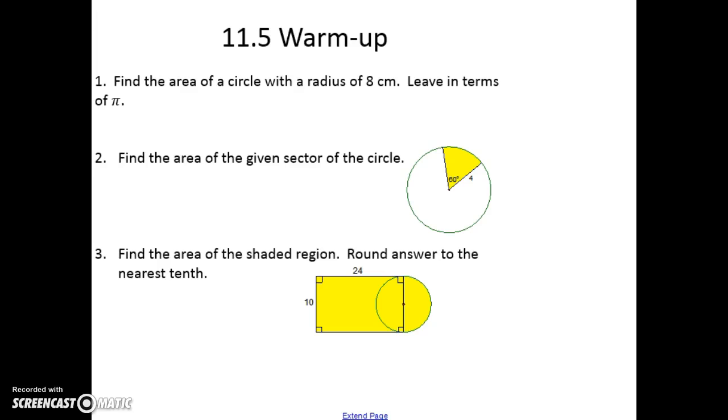Before we start 11.7, let's try this warm up for 11.5. So press pause and answer these questions on your own. Okay, now let's take a look and see how you did.